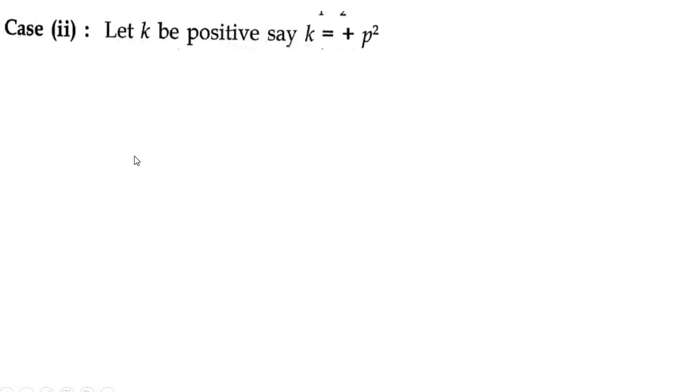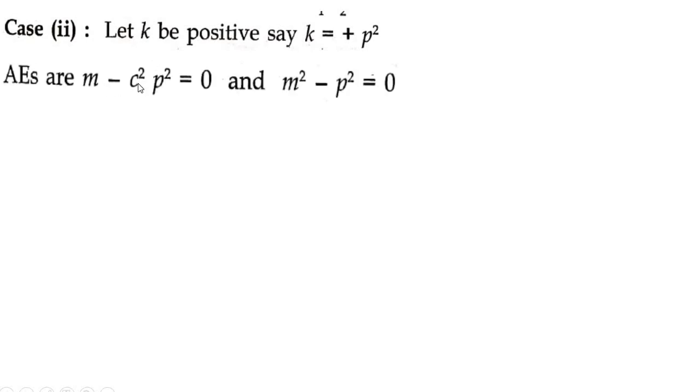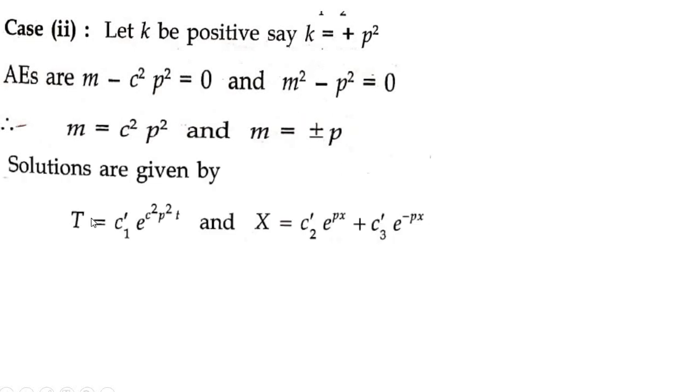Next, let us move on to case 2. Let k be positive, say k is equal to plus p square. When you substitute k equal to plus p square, what do you get? The first equation gives m minus c square p square equal to 0, and the auxiliary equation you obtain for the second is m square minus p square equal to 0. Here you take minus c square p square to the LHS, so you get m is equal to c square p square. When you take minus p square to the other side, you get m is equal to plus or minus p. Here you have only one root, and here you have real and distinct roots. So how do you write its solution?